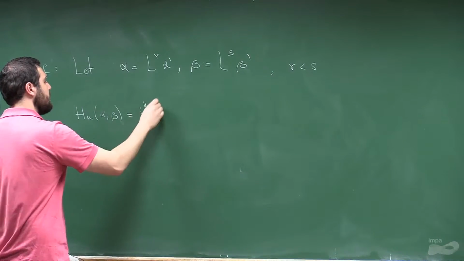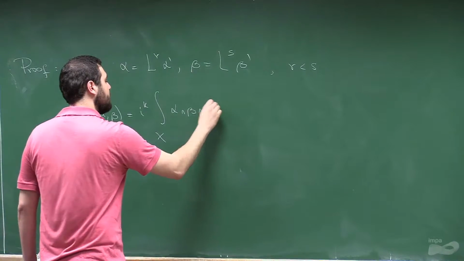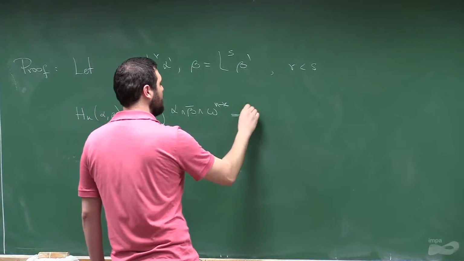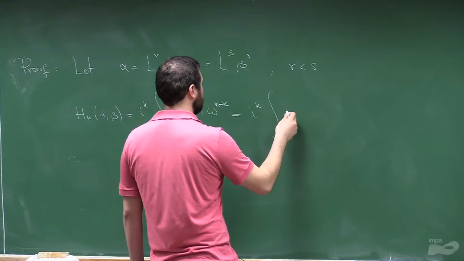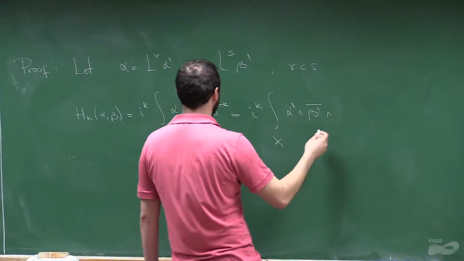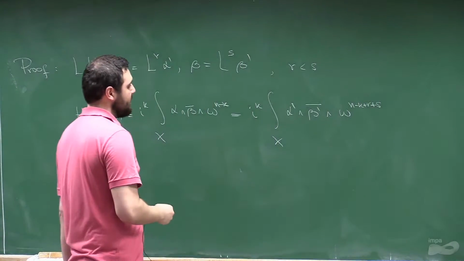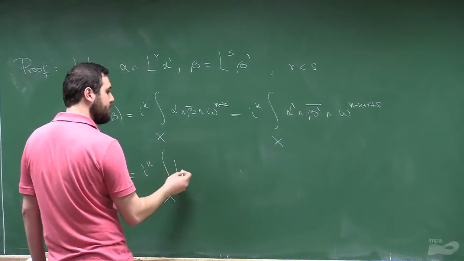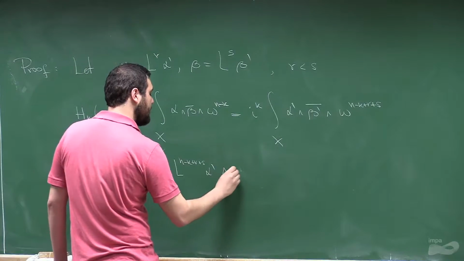It's i to the k, integral over X of alpha wedge beta bar wedge omega to the n minus k, and this is i to the k, integral over X of alpha prime wedge beta prime bar wedge omega to the n minus k plus r plus s, right? And this is just i to the k, integral over X of the Lefschetz operator to the n minus k plus r plus s applied to alpha prime wedge beta prime bar, right?